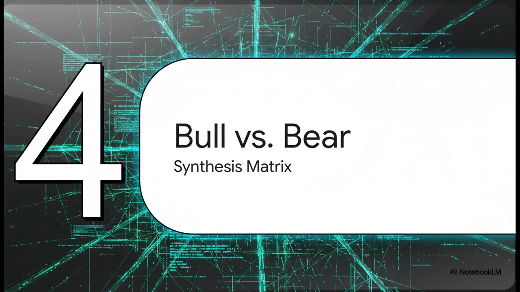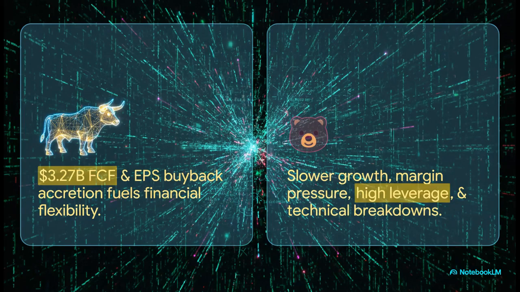Section 4, Bull versus Bears Synthesis Matrix. Now we structure the strict cross-examination between our two AI researchers. Championing the bull case, the analyst points to tremendous financial flexibility. $3.27 billion in free cash flow, structural ecosystem lock-in, and the firepower to fuel that EPS buyback accretion we talked about earlier. It's a highly profitable cash machine.